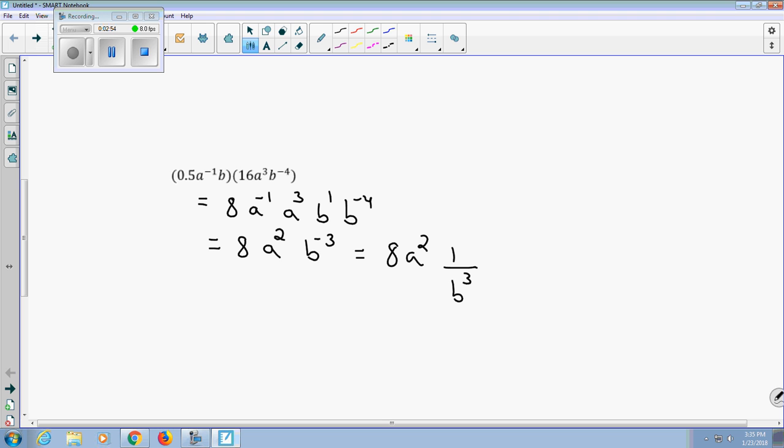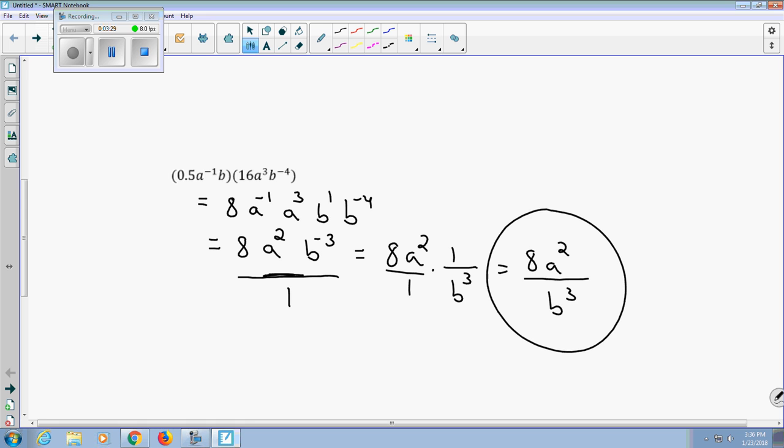If you'd like to write it as one fraction, that's acceptable too, because you could consider the first one as having a denominator of 1. And since we're multiplying two fractions together, that's going to be 8 times a squared divided by b cubed. And feel free to jump to that last step. So if you're starting here, this whole thing is divided by 1. So you could have just put that b cubed into the denominator immediately, but there's nothing wrong with this middle step as well. So this would be our final answer, as there are no negative exponents.